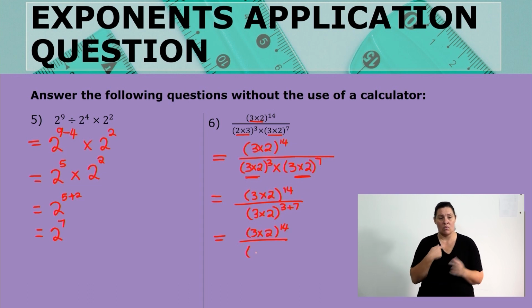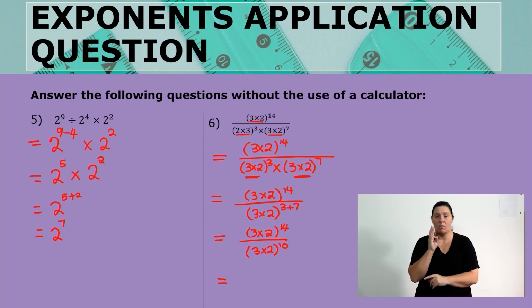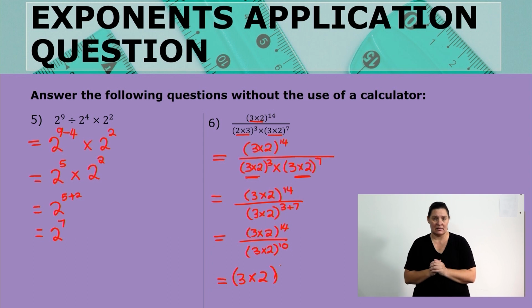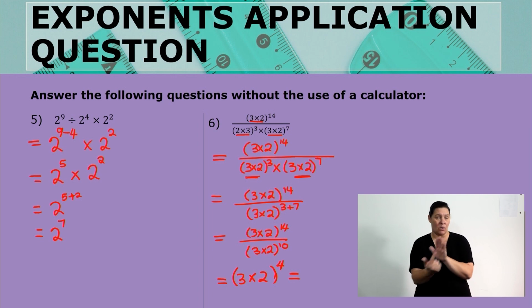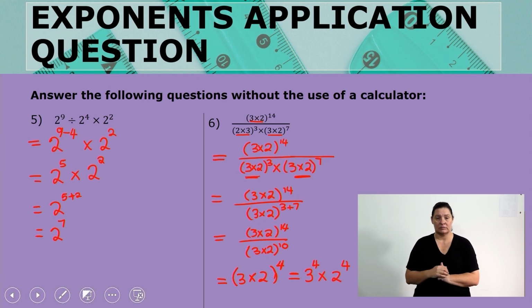So, us having the same base, now what is going to happen? Again, we are dividing the same base. What happens when we are dividing the same base? We are going to subtract the exponents. So this is going to be 3 multiplied by 2, and then we are going to subtract the exponents, that is 14 minus 10, and that gives us 4. And as a final answer, again, applying our exponent laws, that is going to give us 3 to the exponent 4 multiplied by 2 to the exponent 4.